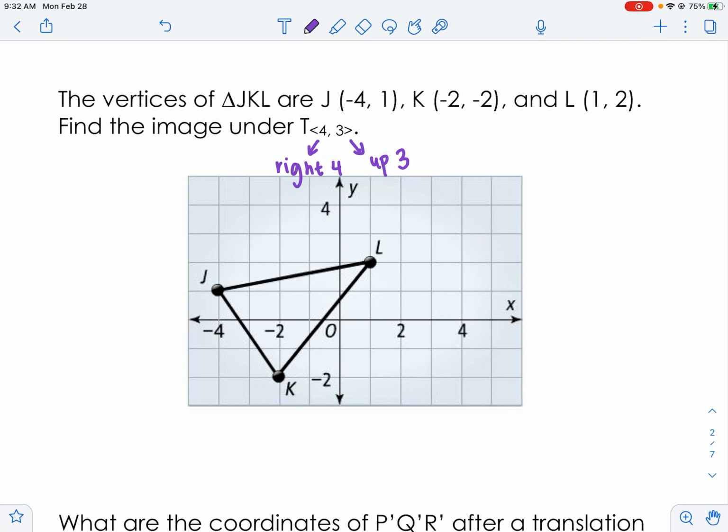And remember, whenever I'm translating these, I'm going to be very specific with my notation. So I'm going to start with L, and I'm going to go right 4. So 1, 2, 3, 4. I'm going to go up 3, 1, 2, 3. Put a point right there. I'm going to call that L prime, just like that. So with K, I'm going to do the same thing. I'm just going to count over 1, 2, 3, 4, and then go up 3, 1, 2, 3. So K prime should be right there. And same thing with J. I'm going to go right 4, 1, 2, 3, 4, up 3, 1, 2, 3. And there's J prime right there. And if I connect them, it should be congruent to the original. And you can just kind of look at it and tell that it is. And that's how we do a translation.